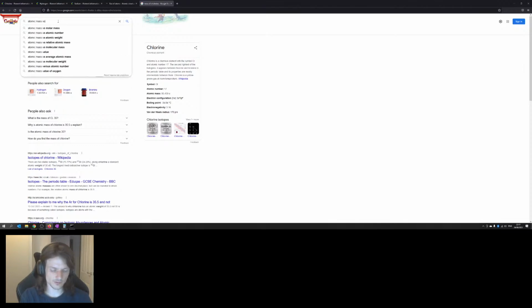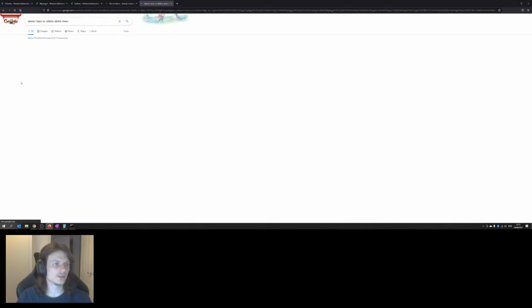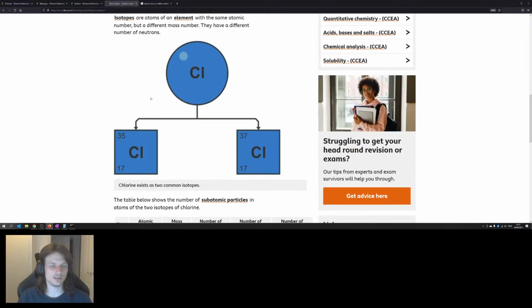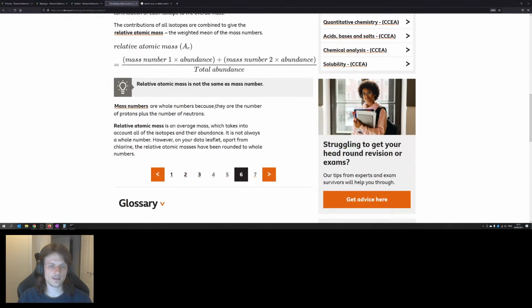Atomic mass versus relative atomic mass. Relative and average atomic mass both describe properties of an element related to its different isotopes. However, relative atomic mass is a standardized number that's assumed to be correct under most circumstances, while average atomic mass is only true for a specific sample. Relative atomic mass is an average mass which takes into account all of the isotopes and their abundance. It is not always a whole number. However, on your data leaflet, apart from chlorine, the relative atomic masses have been rounded to whole numbers.